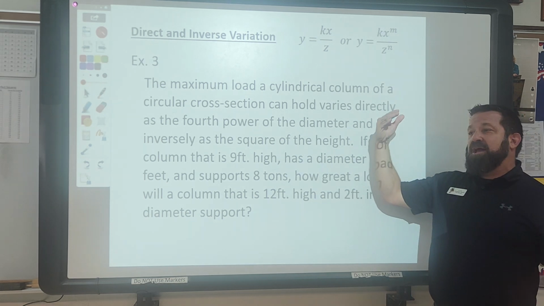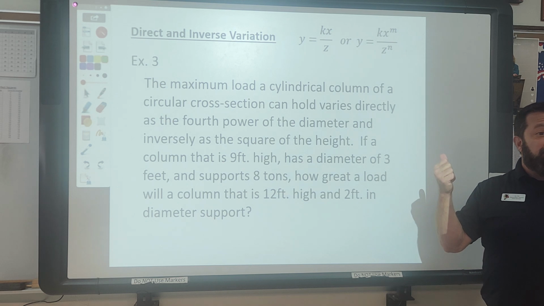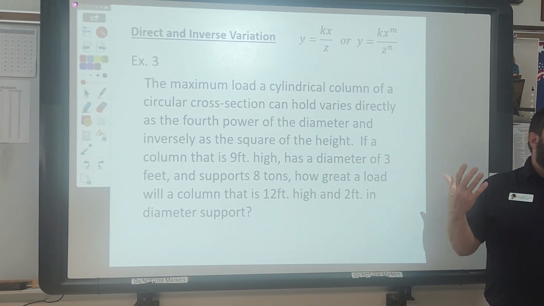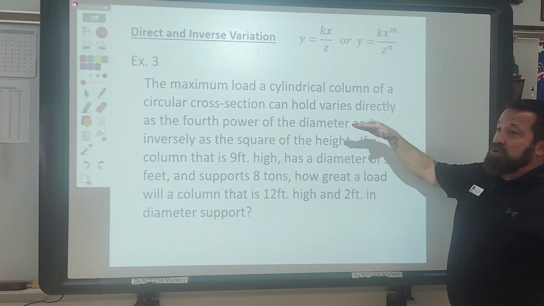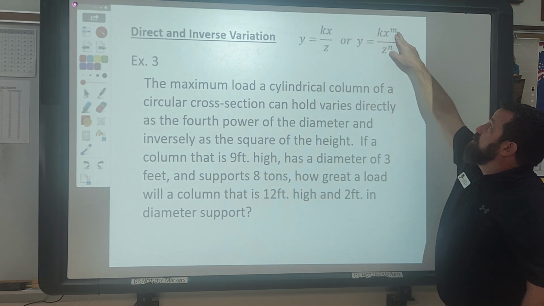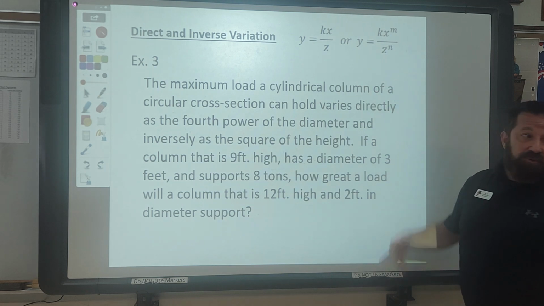But what happens if I triple the top one and only double the bottom one? Or what if I triple the top one and I cut the bottom one in half? Okay, so if I did that, it would actually make the y values go up by 6 times as much, okay? Or we could also have not only it varying directly with the variable, but have a variable to some power, and or inversely with something to some power.